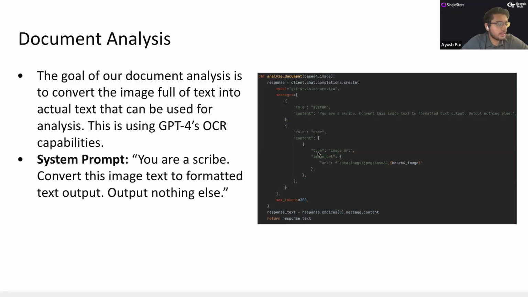In this case, the system prompt is: you are a scribe, convert this image text to a text format, text output, nothing else. The only use case for this is to take a document image, which could have a bunch of handwritten text as well, and perform OCR using the GPT-4 Vision model, and then return text that could be used directly for further analysis.